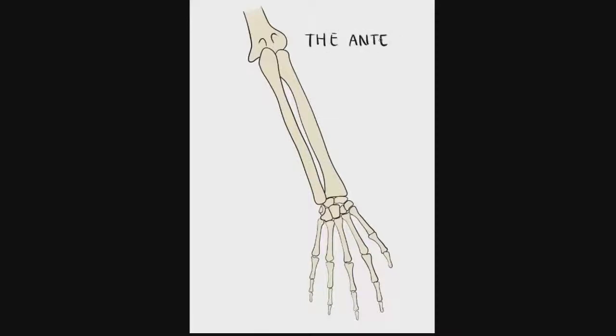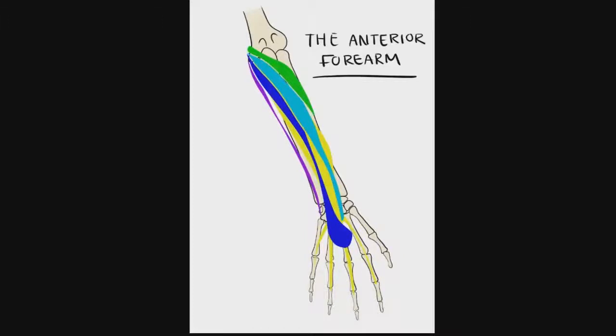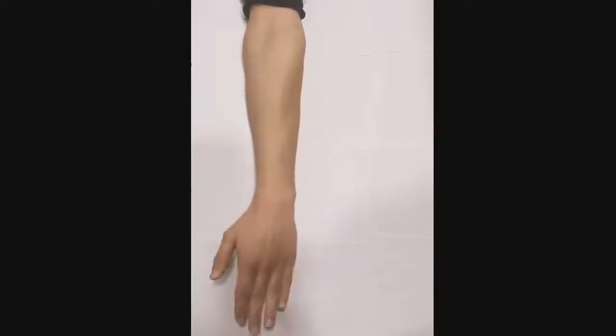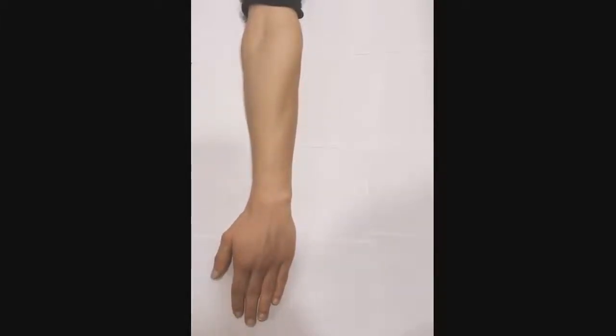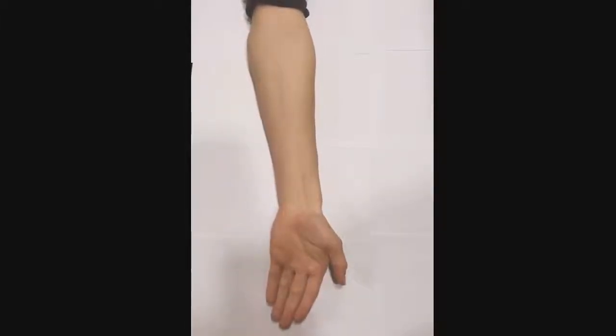In this video, we will be explaining the musculoskeletal anatomy of the anterior forearm. There are 8 muscles in the anterior forearm, split between 3 compartments: superficial, intermediate, and deep. These muscles generally work to perform pronation of the wrist and flexion at the wrist and fingers.